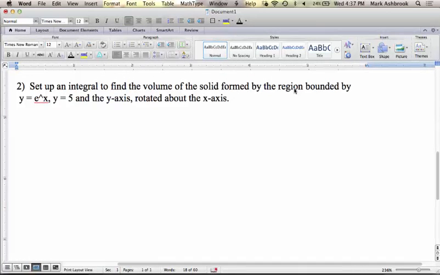Okay, so here we go, number 2. Here's y equals e to the x, here's y equals 5. And the y-axis, so we're talking about this right here. That's the region that's bounded by those three things, e to the x, y equals 5. And we're going to rotate that about the x-axis. So the reflection would be down here like this.